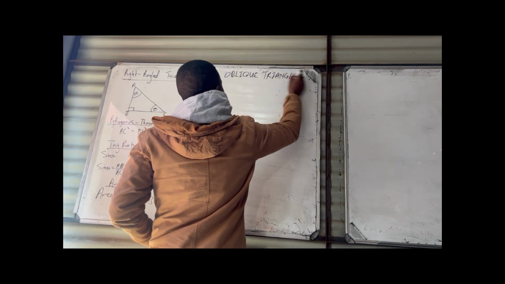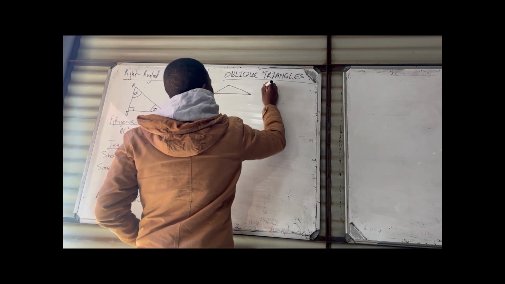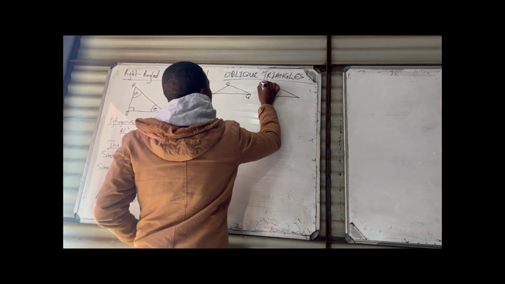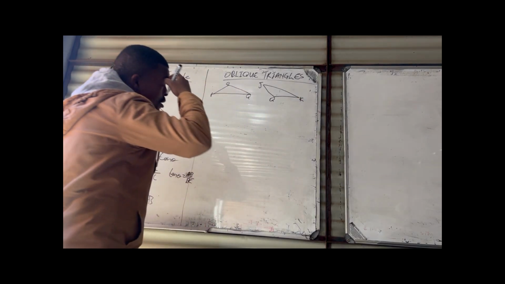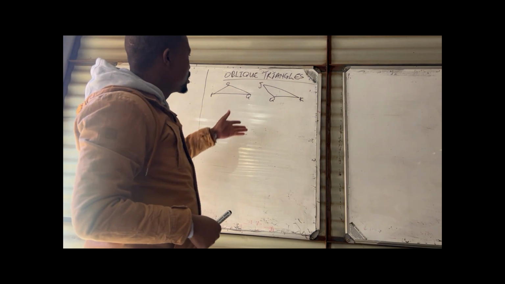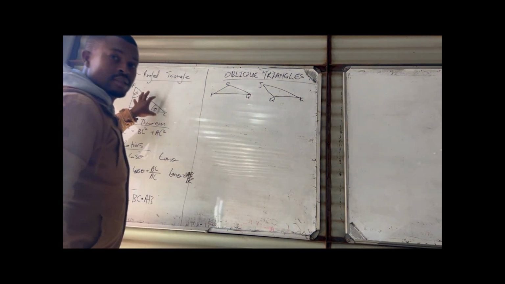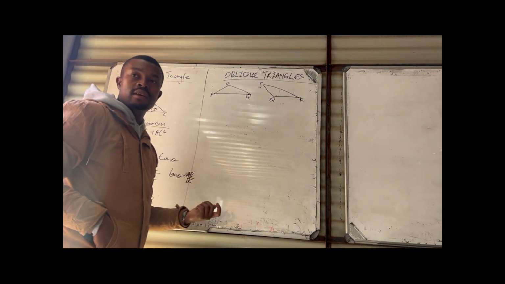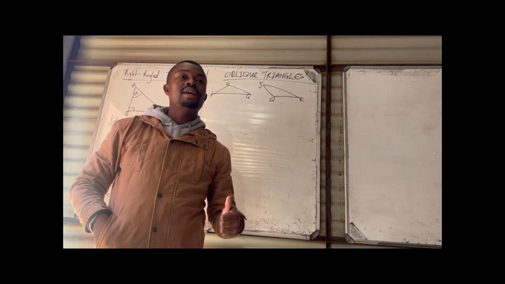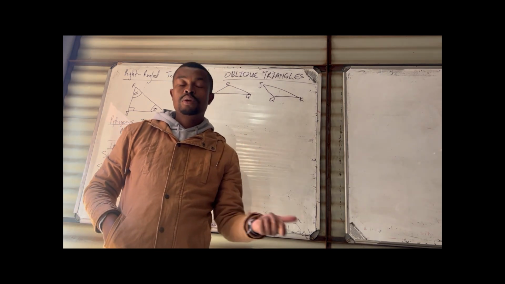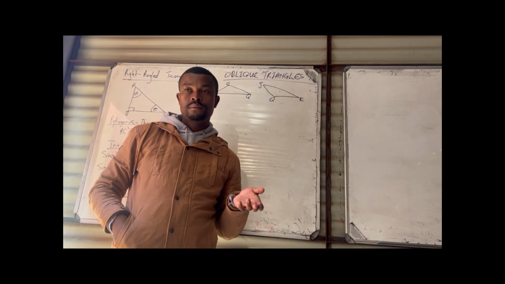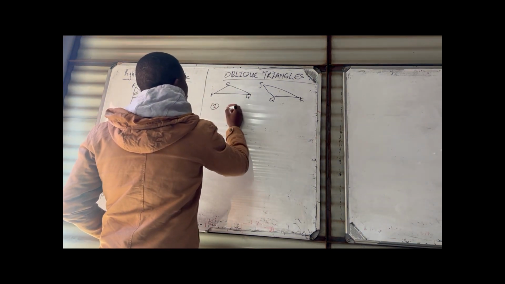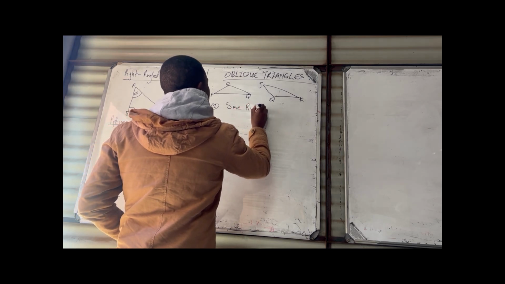Now, for oblique triangles, you can see the triangle here, with vertices such as O, P, Q. These triangles are not right angled triangles. So we are going to learn in grade 11 the sine rule, the cosine rule, and the area rule. Number 1 is the sine rule.